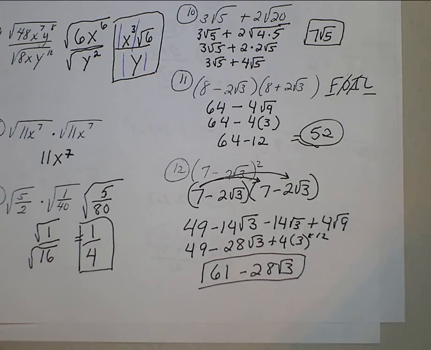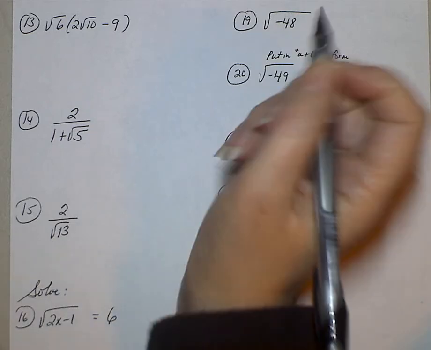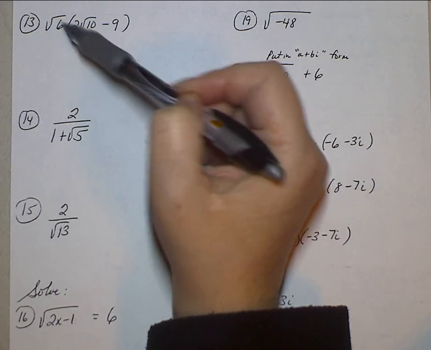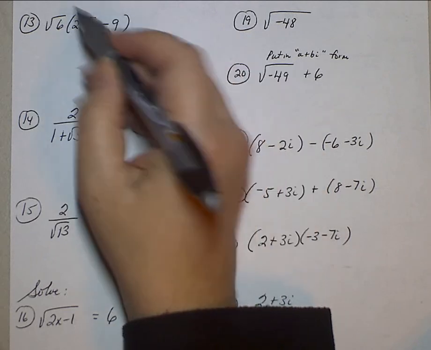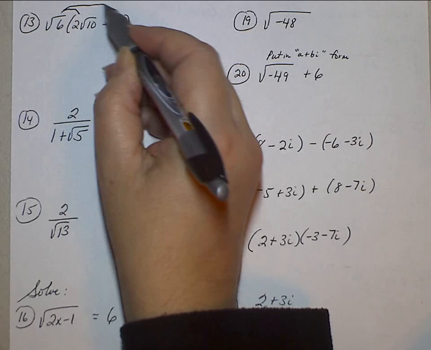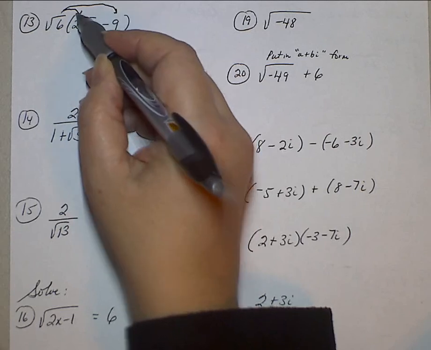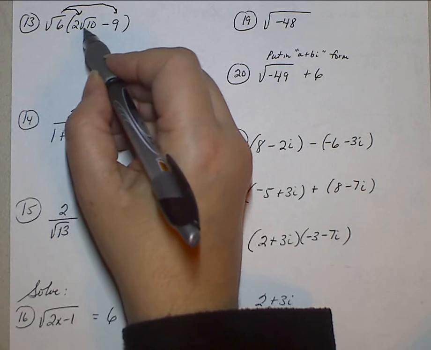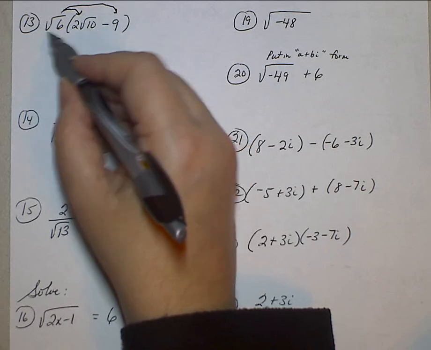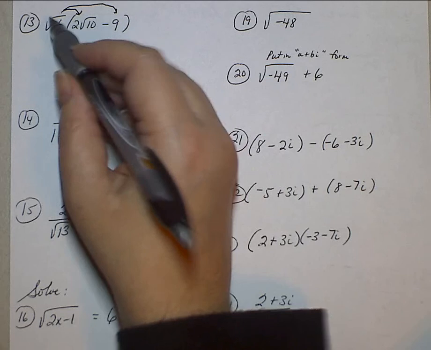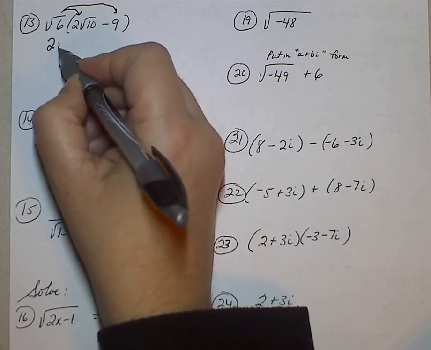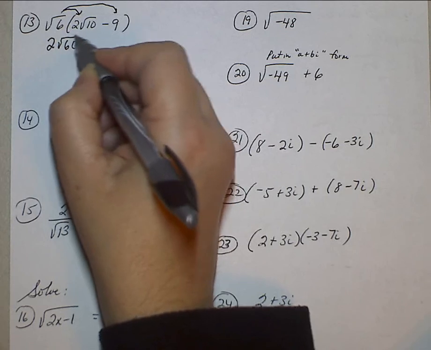Alright, number 13. This means multiplication, so that means you have to distribute. Whenever there's a number out there, you have to multiply it to both. So the square root of 6 times 2 square roots of 10. Remember, the square roots are what you multiply. So this is 2 and the square root of 60. Minus 9 times the square root of 6.